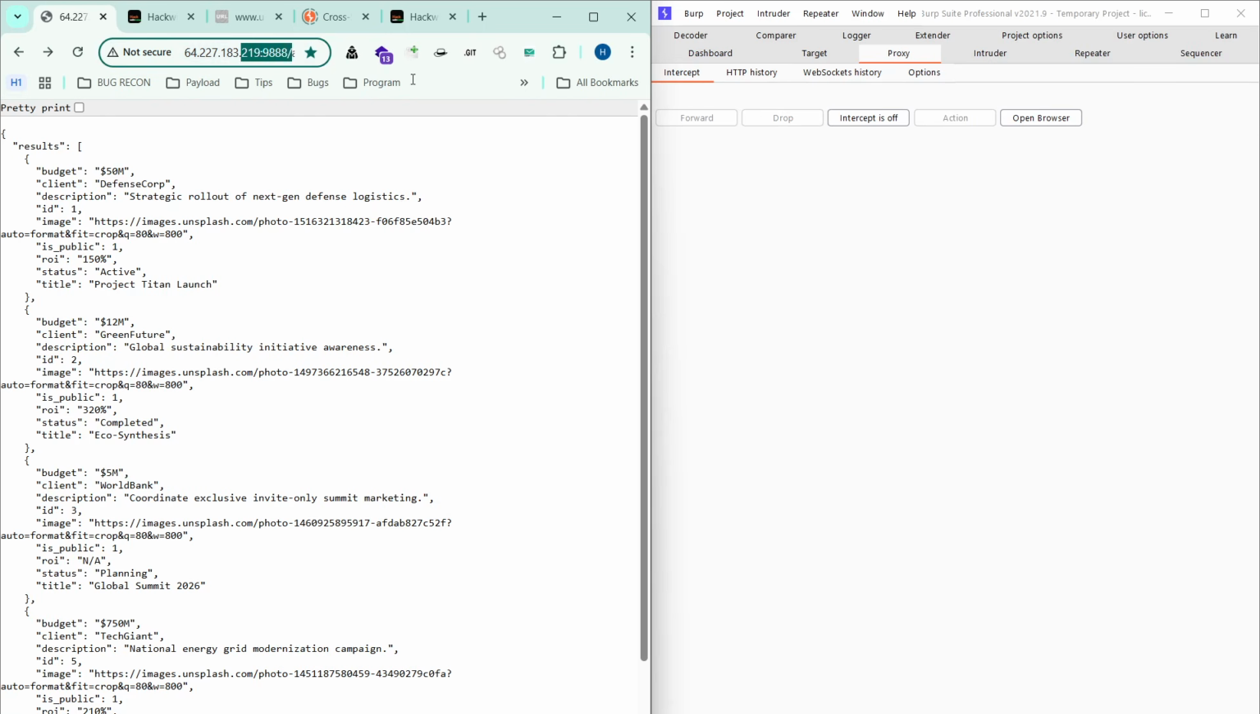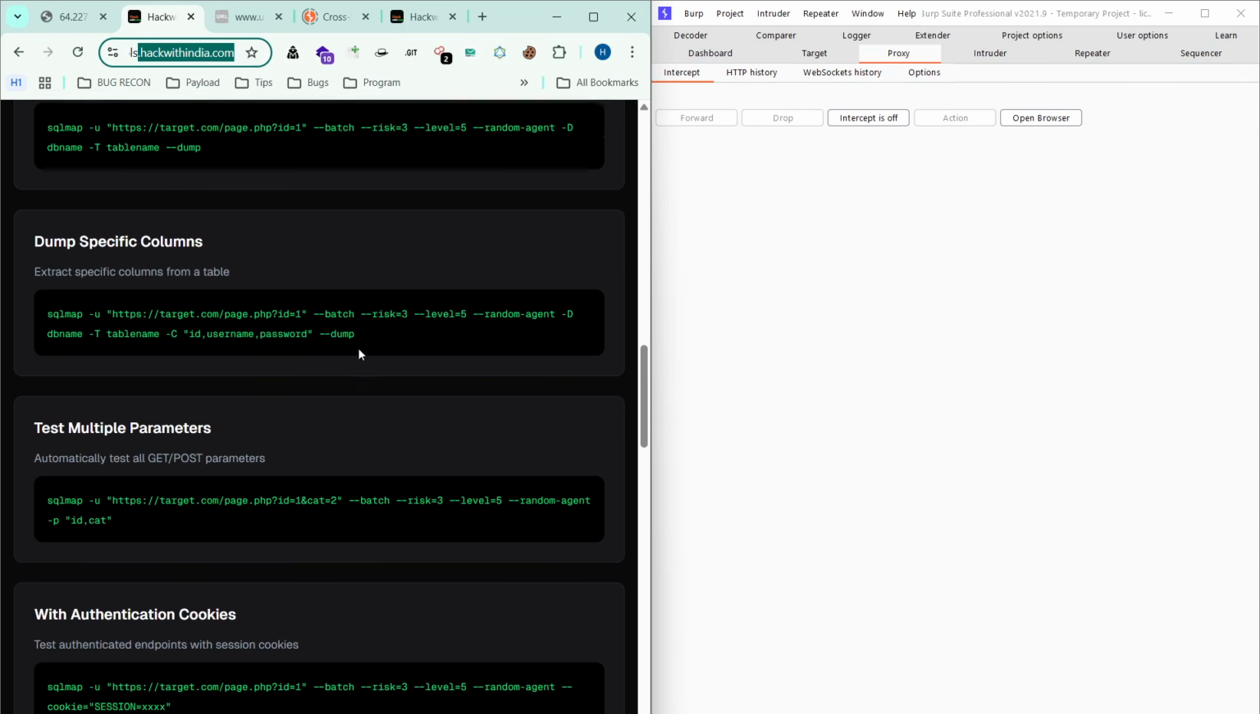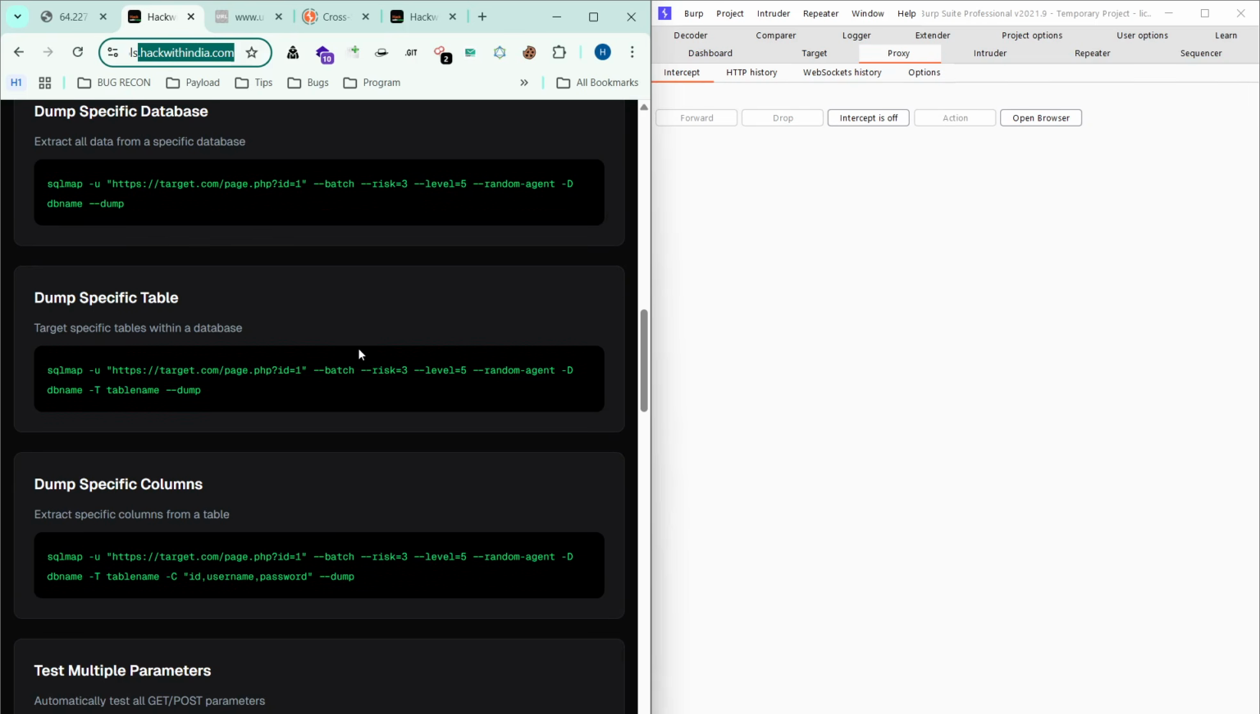How I found this endpoint, then the command which we used, and all that command is already available on tools.hackwithindiaa.com. If you are not able to find this, you can head over back to our description box. I'm going to add that in. So this was one of the very easy SQL injections. If you just give it to the SQLMap tool, it would have easily found it.